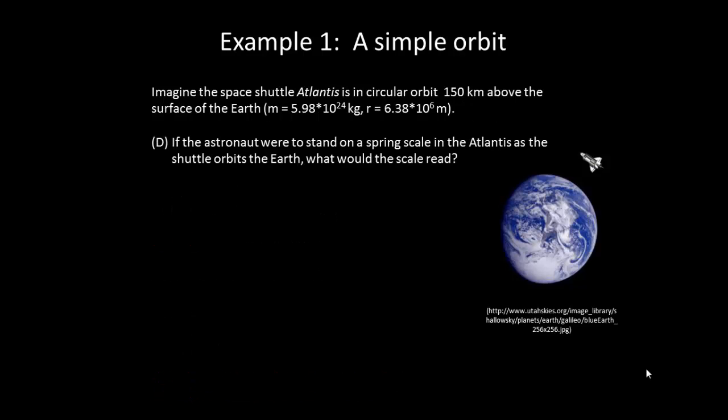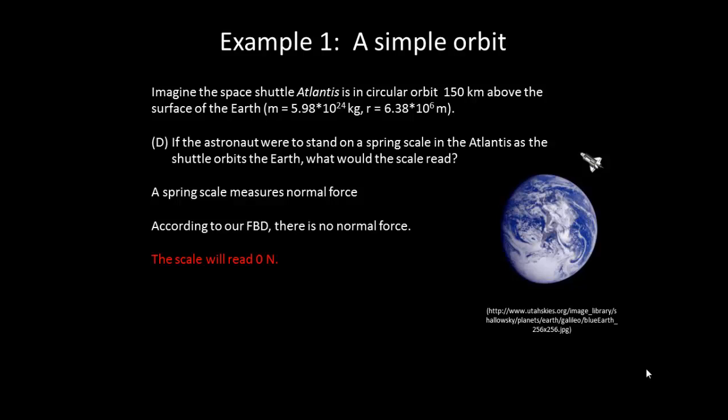All right, so now what would happen if an astronaut were to stand on a spring scale in the Atlantis as the shuttle orbits the Earth? What would the scale read? Well, if you recall, a spring scale measures normal force. According to our free body diagram, there is no normal force. So the scale must read 0 newtons. Why is this? I want to dig into this a little bit further.